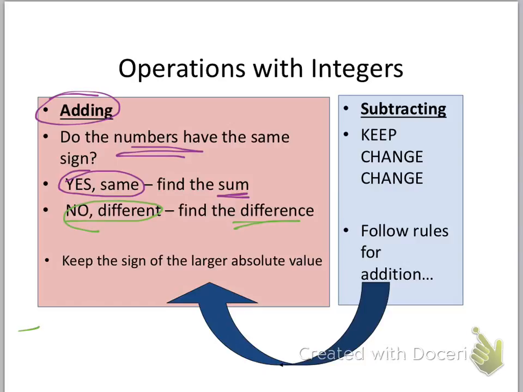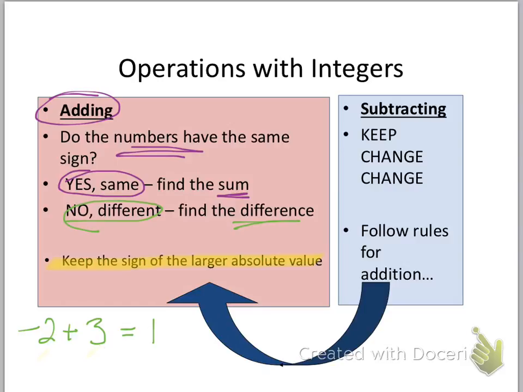So if I have -2 plus 3, those signs of 2 and 3 are different. So we will find the difference. The difference of 2 and 3 is 1. Then all you have to do is keep the sign of the larger absolute value. So which number is actually bigger? 3 is bigger, it's positive, so my answer is positive.